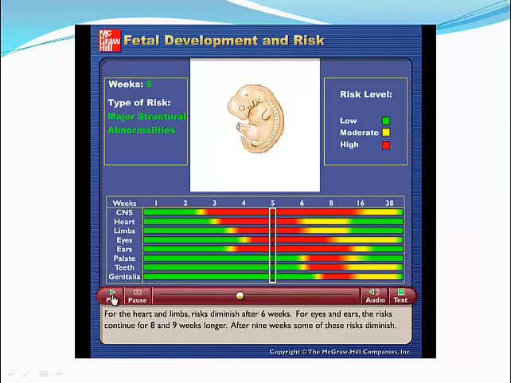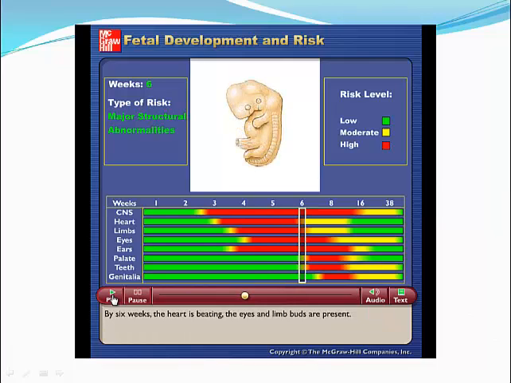By 6 weeks, the heart is beating, the eyes and limb buds are present. This period shows high risk for major structural abnormalities to the central nervous system, eyes, ears, palate, and teeth, and moderate risk to the heart and limbs. The first trimester is the period when the fetus is most susceptible.